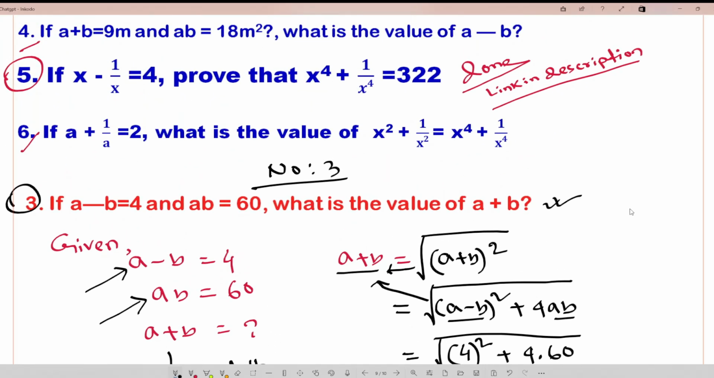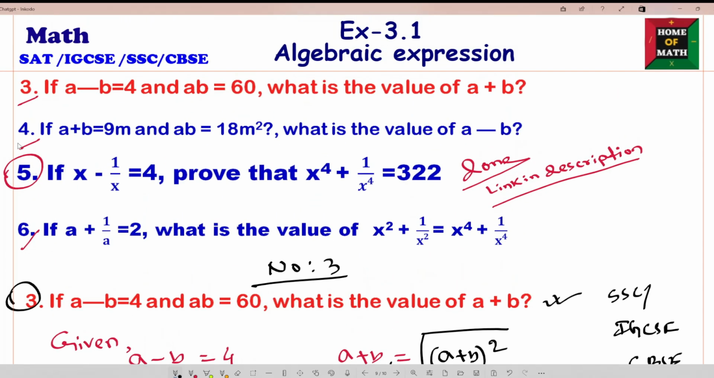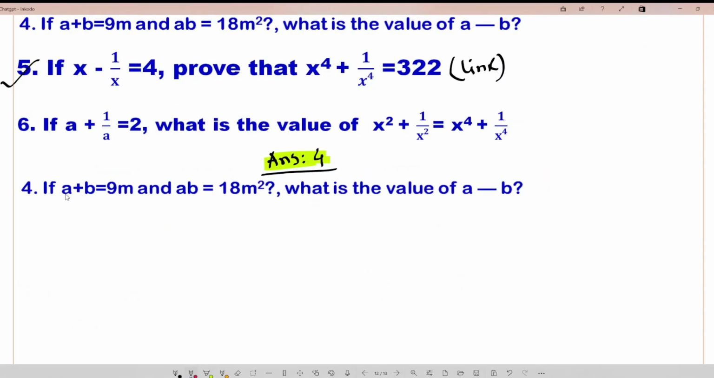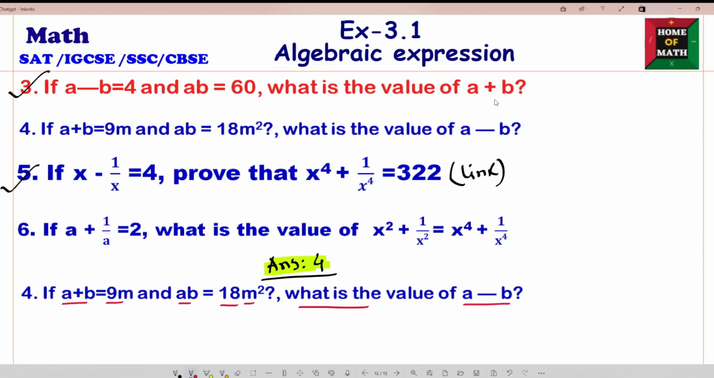This math is very important for SSC, IGCSE, CBSE and lots of competitive examinations. So number 3 done. Now number 4. Number 4: if a plus b equals 9m and ab equals 18m square, what is the value of a minus b? If anybody does not understand number 3, he will not understand this number 4 either, but it's almost similar to number 3.